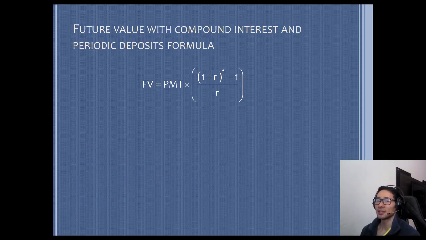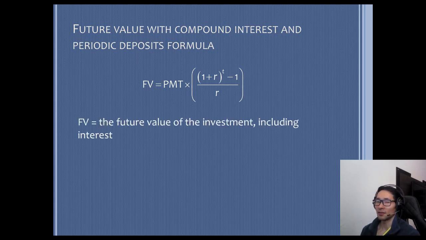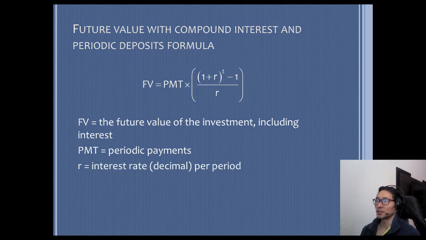After some algebraic manipulation, we can get from this formula to this new formula that considers periodic deposits. This formula says that the future value of a current investment equals the amount deposited every period times 1 plus the return rate of the period to the power of the number of periods, minus 1, and all that divided by the return rate of the period.